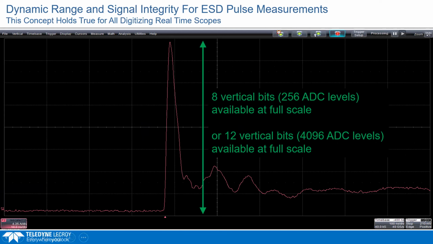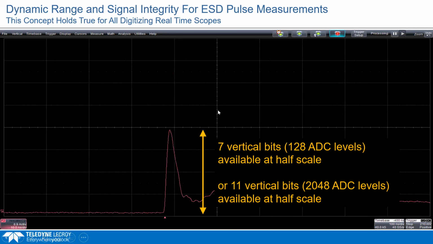And this also applies to every type of waveform on every scope in the scope industry. The digitizer range is typically the full screen vertically. So in this case, if you had, for example, an 8-bit scope, and you capture an ESD pulse and it fills most of the screen, then you've got 8-bit vertical resolution. You're applying those 256 quantization levels to the pulse.